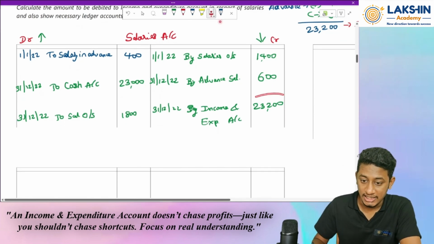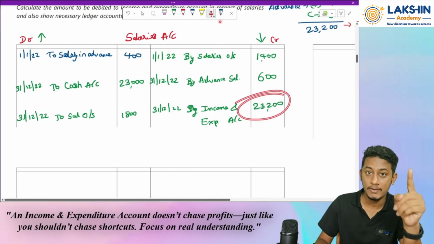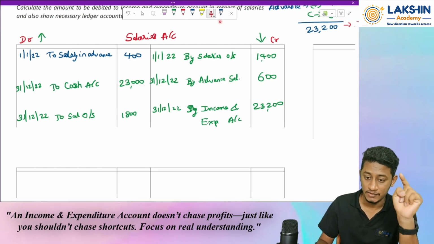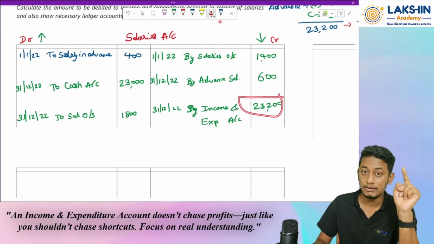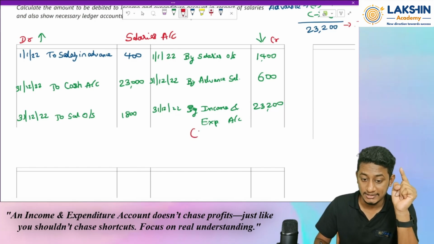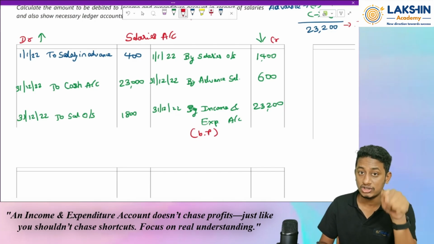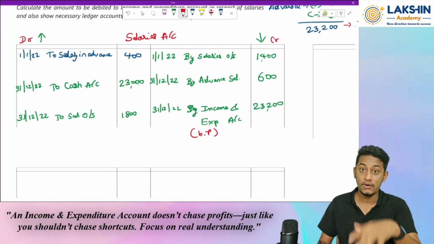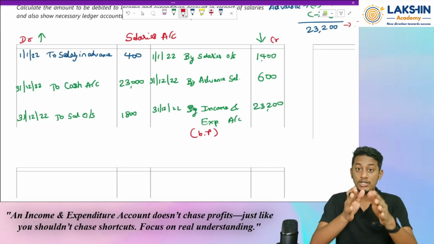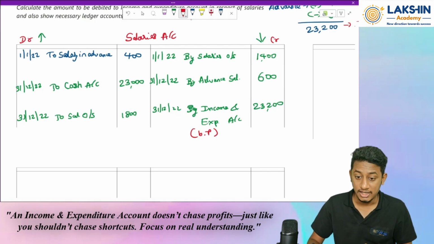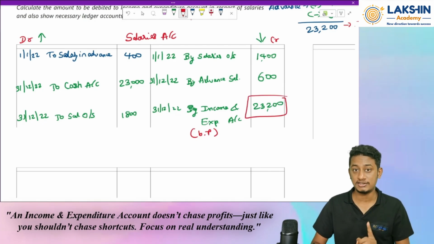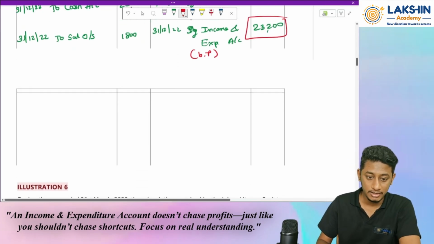See, this entry will go on the debit side of the income and expenditure account because it's a transfer entry. Because of that, it will be taken as an expense for this financial year. Only for this financial year, rupees 23,200 will be the expense. Clear? Okay.